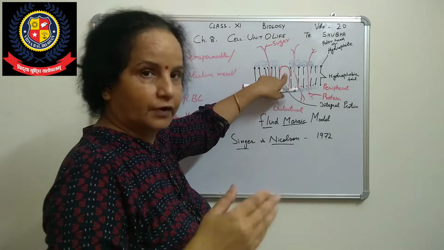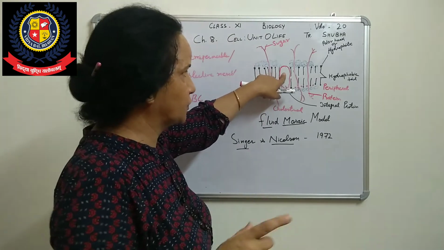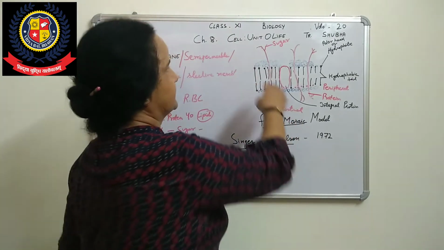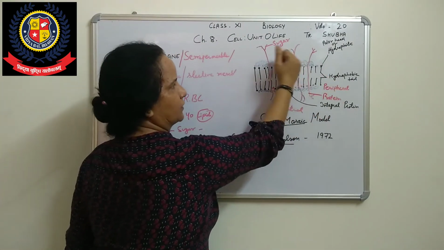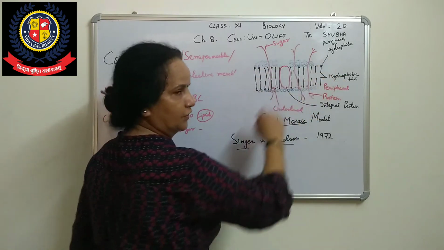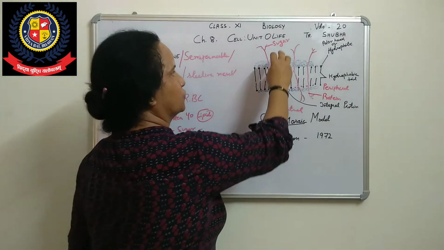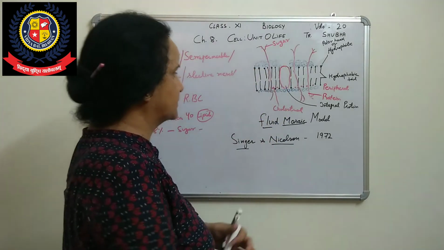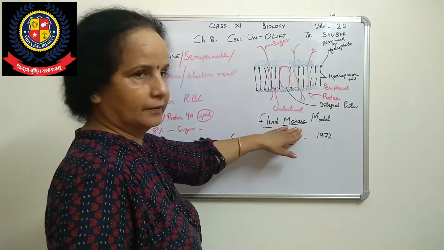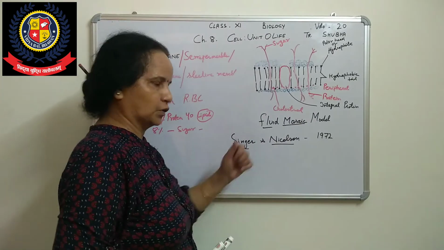Now you see what the function is. I will tell you the function of that. These are the peripheral proteins outside, just on the boundaries. That is a peripheral protein. Some cholesterol molecules are also there, sugar molecules are also there. This is the fluid mosaic model given by Singer and Nicholson.